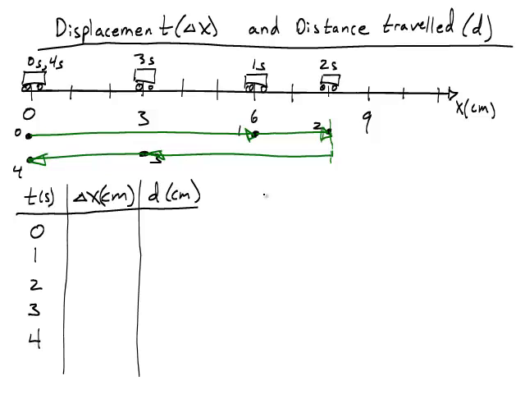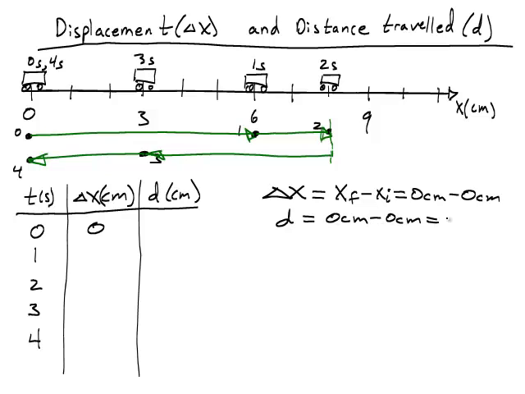Well, we remember that our displacement is where am I with respect to where did I start. So at 0 seconds, my final was 0 centimeters. My initial is 0 centimeters, so my displacement is 0. My distance, well, I haven't moved yet, so my distance says, well, I haven't gone anywhere. Therefore, it's 0 as well. What about at 1 second?